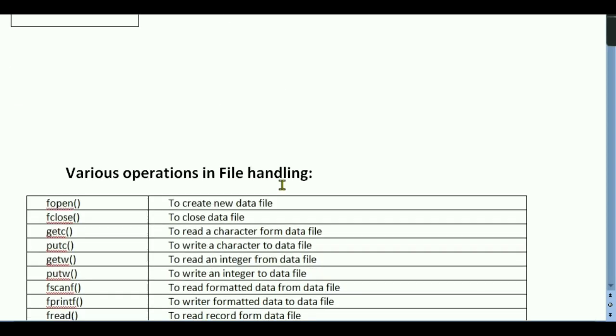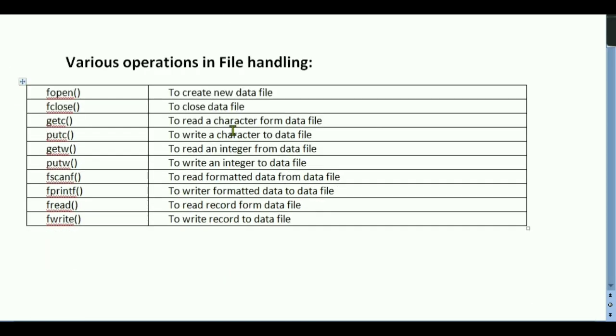Now let's proceed. There are various operations in file handling. You can open the file, read the file, write the file, close the file, rename, and do many other functions. So here are the basic operations. First you can see fopen. The fopen function is used to create a new data file. Suppose there is no file in memory. First you have to create a file. To create a file, you should use the fopen function.